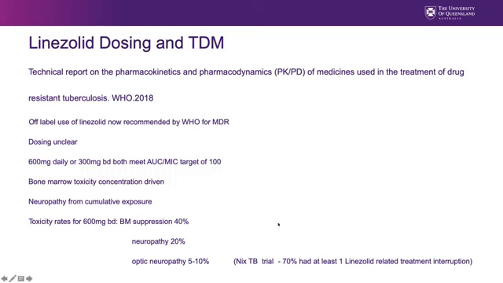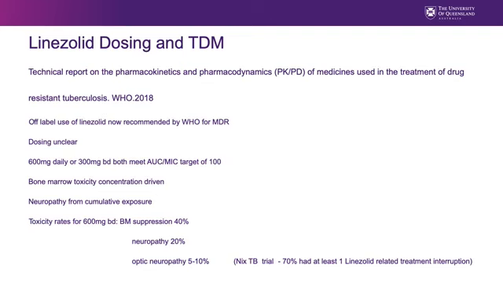And as was already mentioned by Philip, in the NICS study, 70% had at least one linezolid-related treatment interruption. So it's interesting that in the studies in South Africa, they're just trying to give 2 months in order to minimise that toxicity. And you see here the toxicity rates in some of these studies: bone marrow suppression around 40%, neuropathy 20%, and optic neuropathy about 5 to 10%.